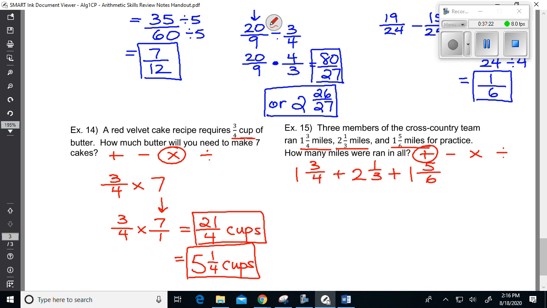So, I can't add these up now. Why? What's wrong with them? What do I need first? There you go. Let's make them a common denominator. We need a denominator that 4, 3, and 6 will share. I heard 12. So let's roll with 12. I'm going to trust you.